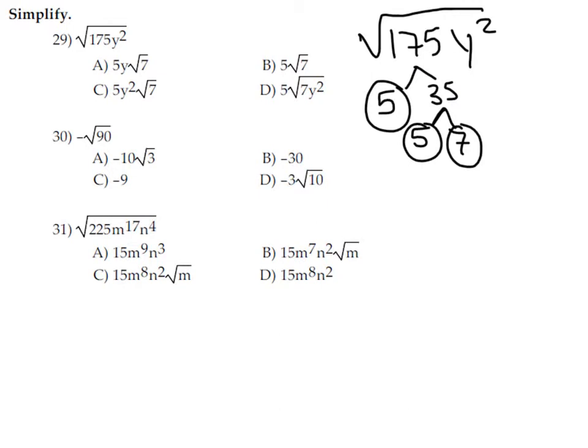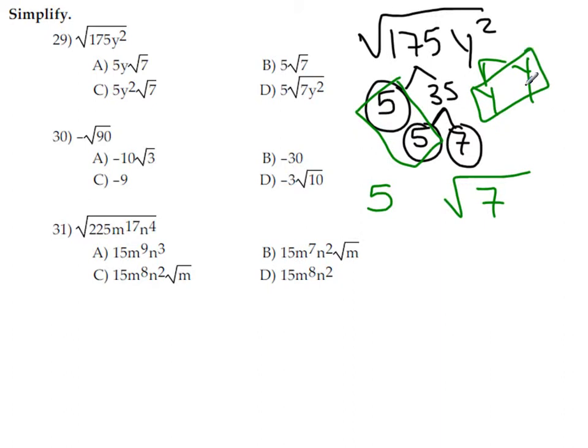Now, in order to leave the radical, you need a buddy system, so you group up. Here's 2 5s together, so they get to leave the radical, so he comes out as 5. 7 didn't have a buddy, so he's stuck under the radical. Y squared is really y times y, so he has a buddy. And we even said the square root of something squared is just that something. So we have 5y square root 7. And the only one that gets us that is choice A.